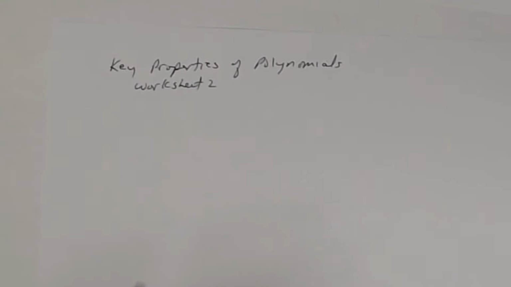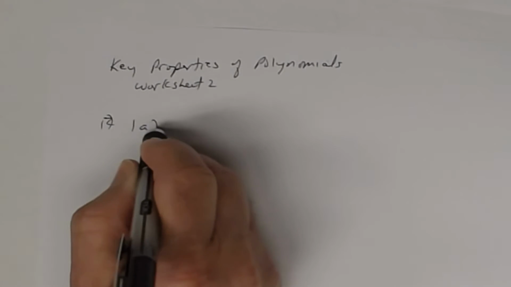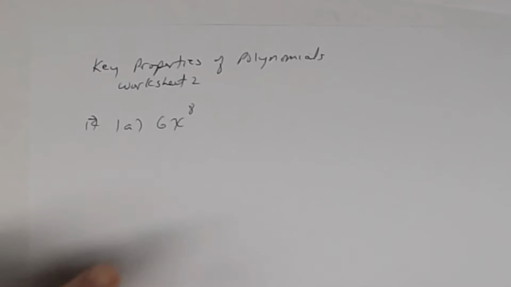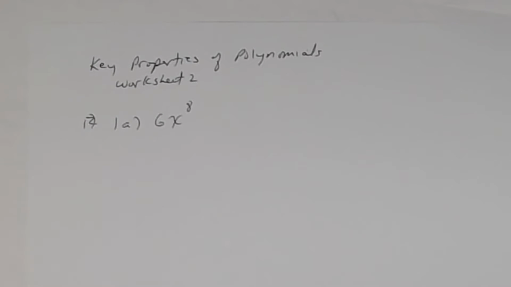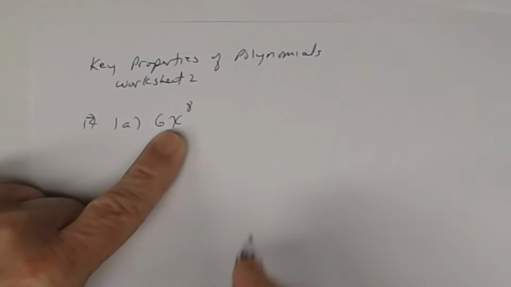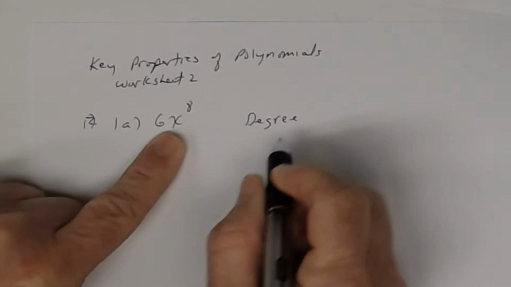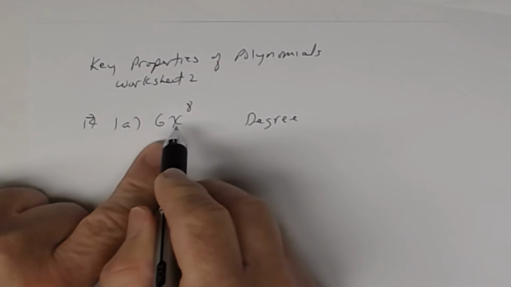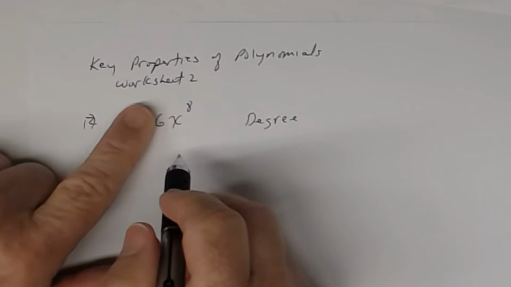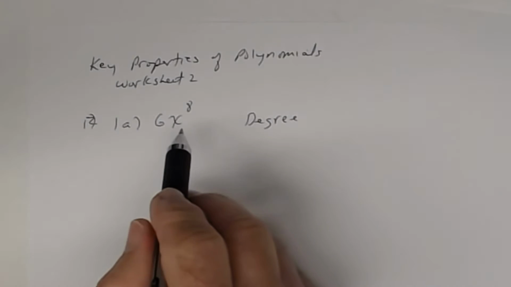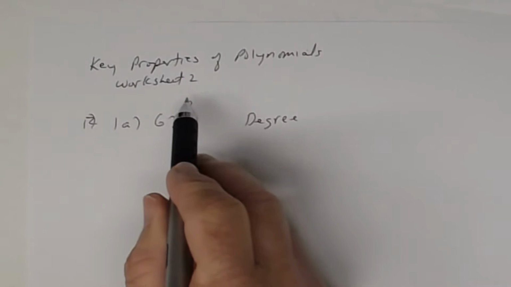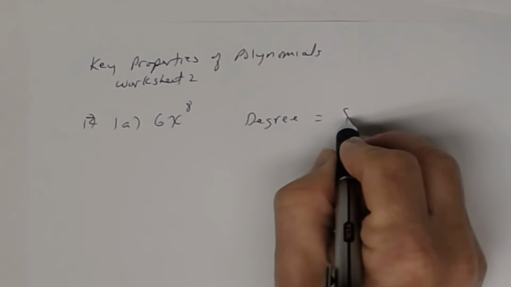So number one, and this is 1a, you have 6x to the 8th. When determining the degree of a polynomial, and a monomial is considered a polynomial, notice there's only one variable. The degree of a polynomial, in this case the monomial, has nothing to do with the coefficient. So don't even look at the coefficient to determine the degree. The degree of a polynomial has to do with the exponent of the variables. Since I only have one variable here, the degree is that exponent. So the degree here is 8.